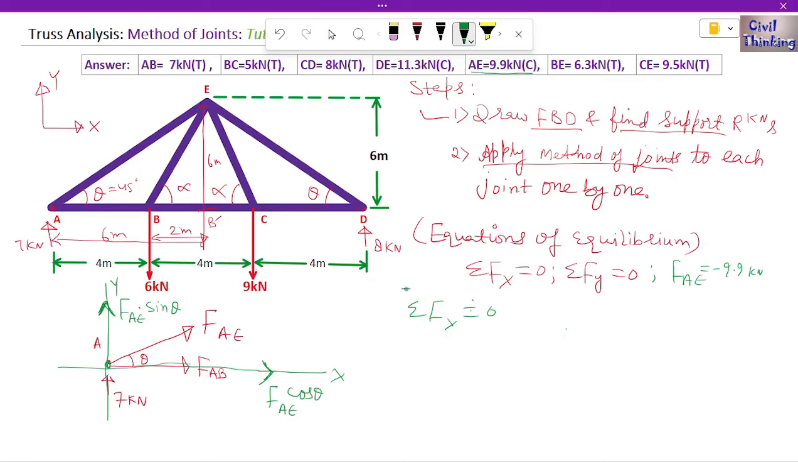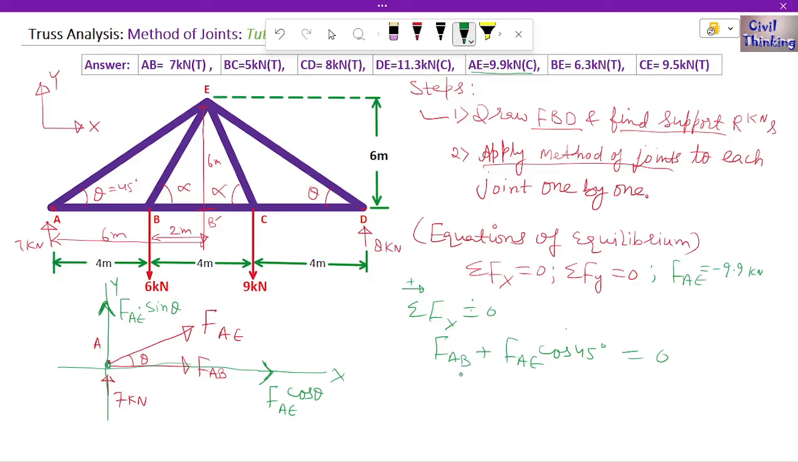I'm assuming forces to the right are positive and forces to the left are negative. Now look at the x-axis. This FAB is on the x-axis, it is towards the right, so it is positive. Now we have another force in the x direction, which is FAE cosine of theta. It is also towards the right, so it is going to be positive. Cosine of theta, remember theta is 45 degrees. Do we have another force in the x direction? No, so it is equal to 0. Now FAE is negative 9.9.